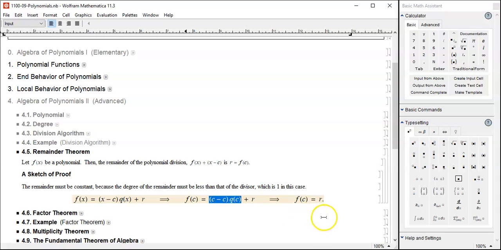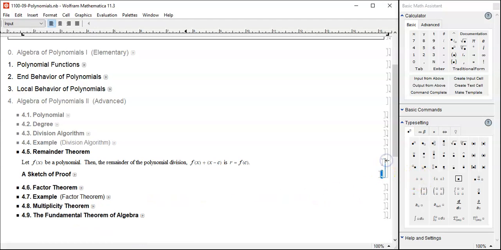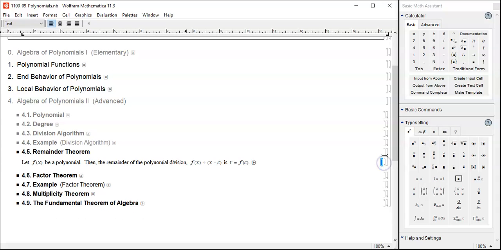So what do we have? f of c is equal to r. And that's it. I said sketch of proof, but actually this is a full proof. So the remainder theorem: just f of c, that's the remainder.